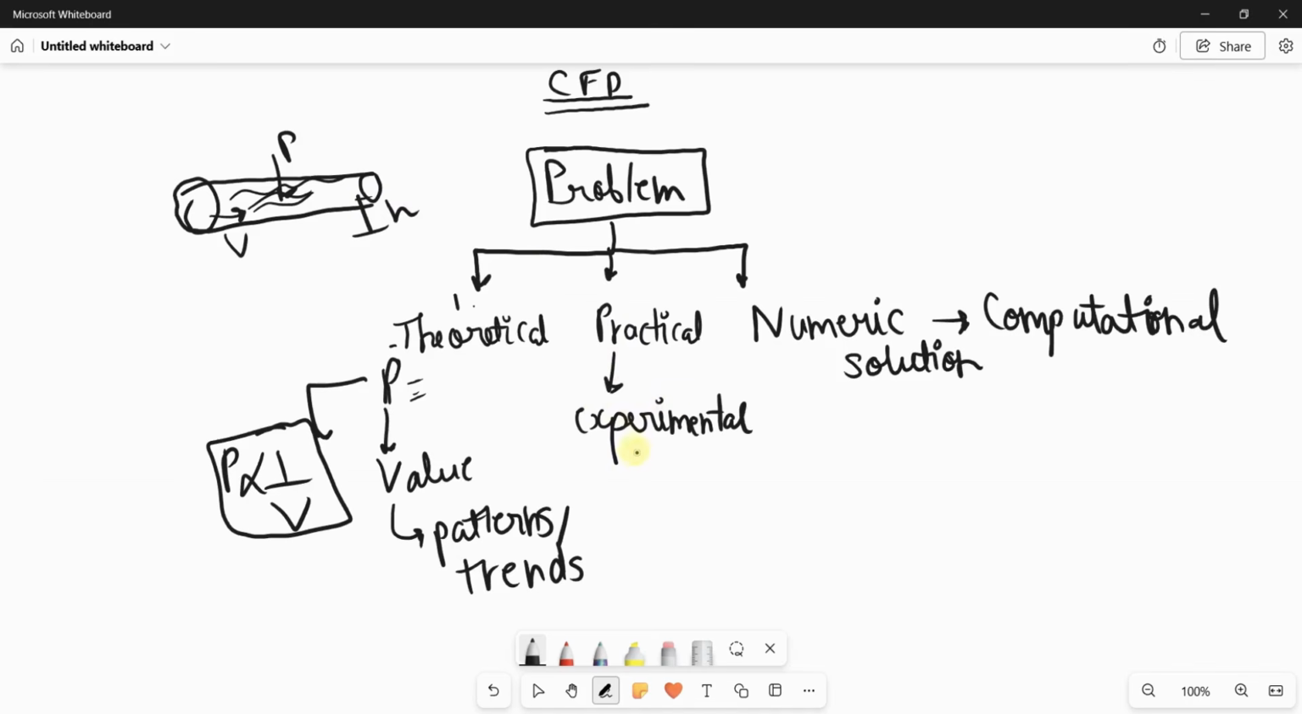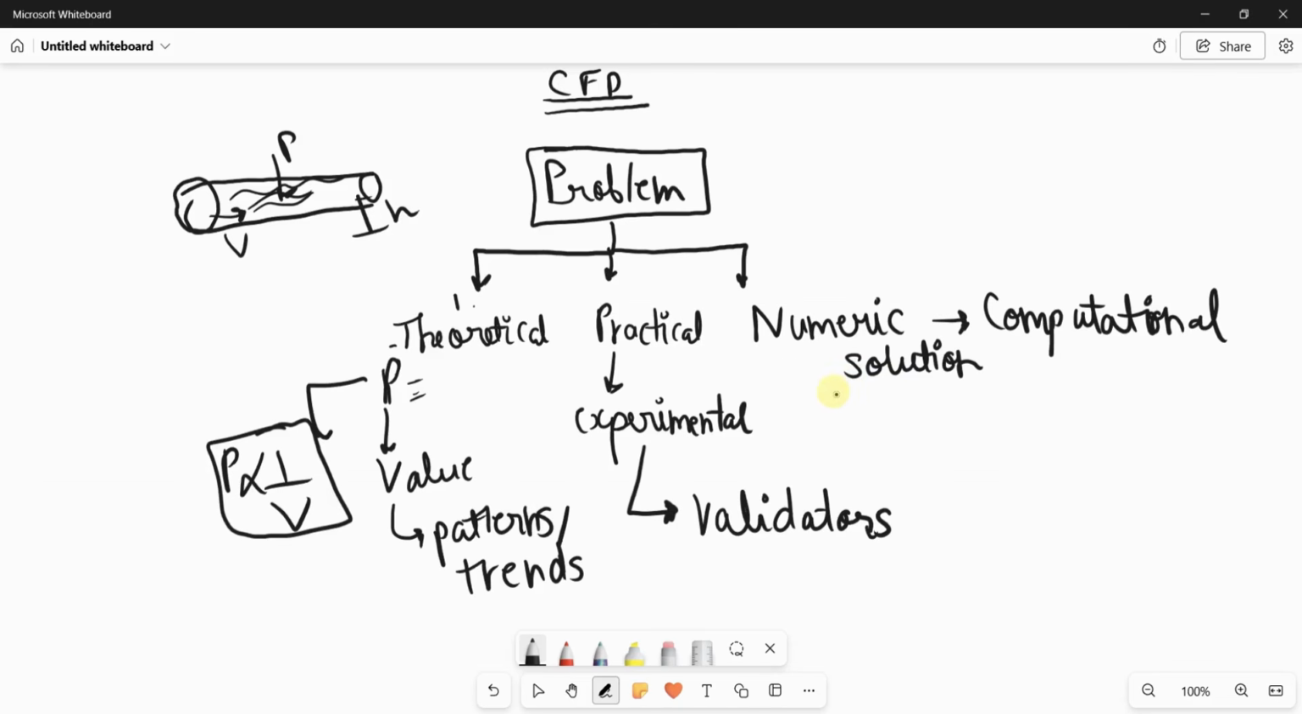Moving on to practical. Experimental results are always the go-to, in the sense that they are used as validators. You use this solution to validate answers from theoretical and numeric solutions. This is done using experimentation and other methods. These are values that you observe in real life, so they cannot go wrong unless you do something wrong in the experiment. So yeah, this is the practical solution.